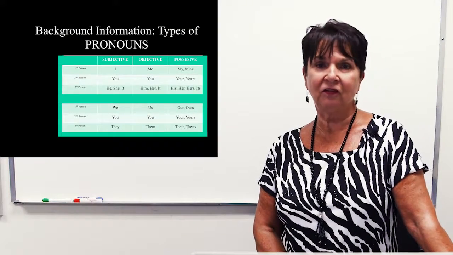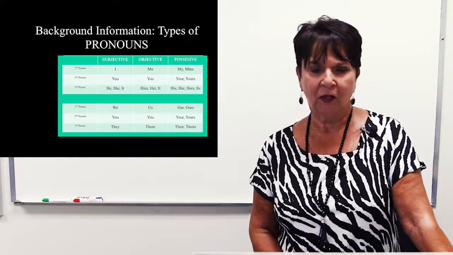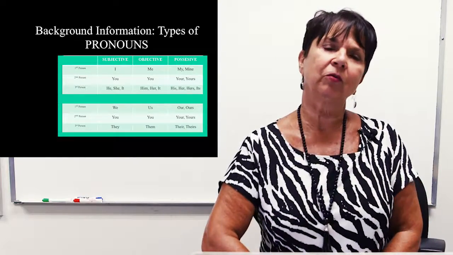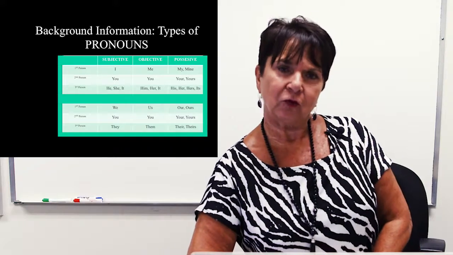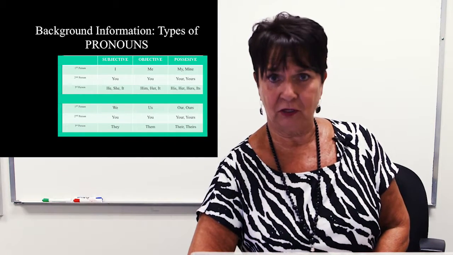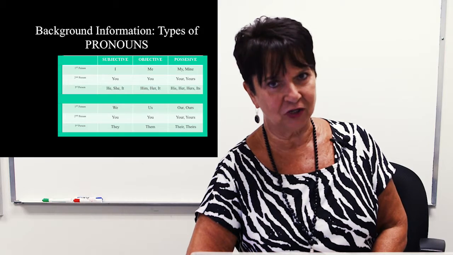Pronouns. Let's take a look at the types of pronouns. Look at this chart and you will see there are 3 kinds of pronouns. The first column is subjective pronouns. They are used as the subject in a sentence.